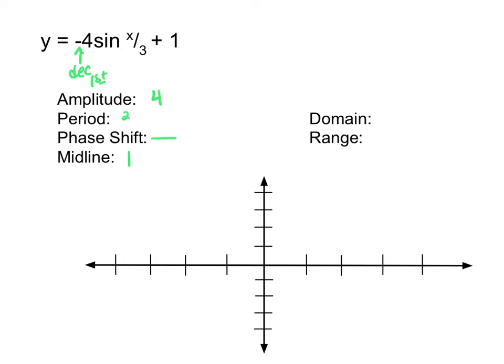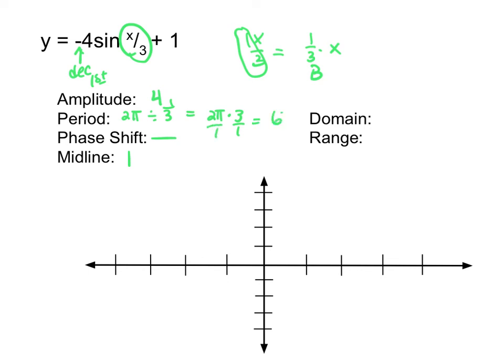The period is 2 pi divided by b. Well, look at this. It's written weird. X over 3. What does that mean? It really means it's 1/3 times x. So our b value is 1/3. So when I take 2 pi and divide it by 1/3, I'm really multiplying by the reciprocal. So 2 pi times 3 over 1, or just 3, which gives me 6 pi. So my period is 6 pi.